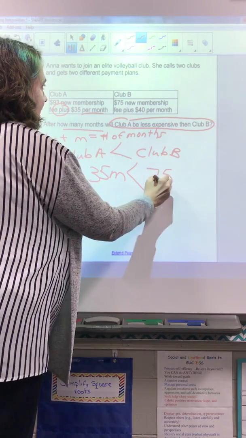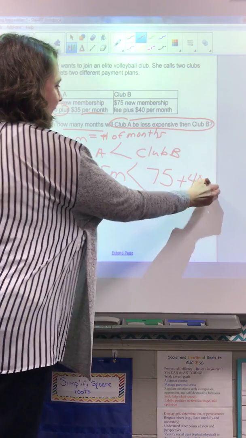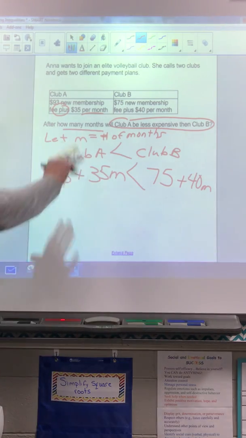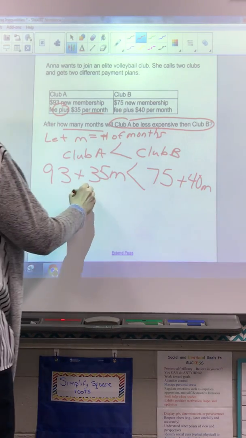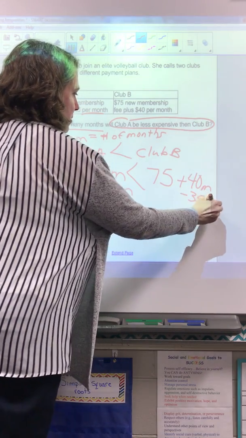Did you have 75 plus 40M? If so, great. If not, you need to work on that. And if you didn't even pause it, seriously? I need my variable terms on the same side, my constants on the other side. I'm going to subtract 35M from both sides first.